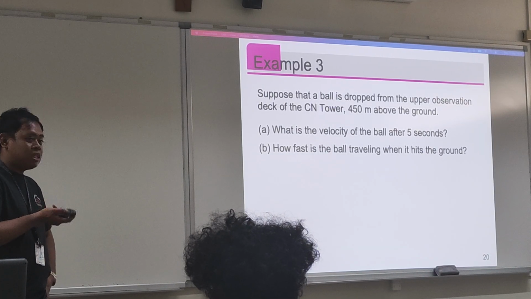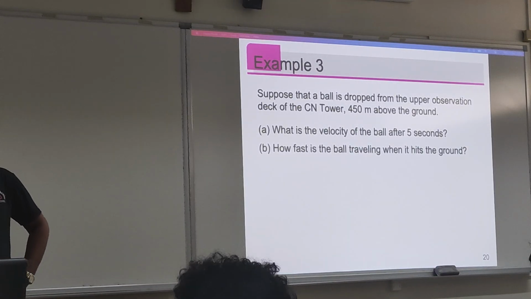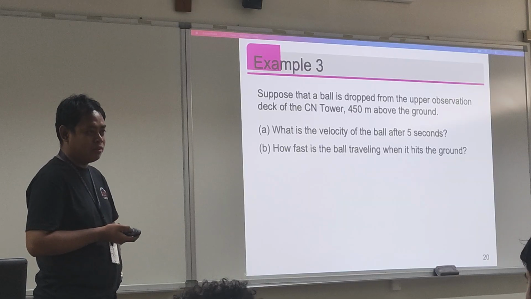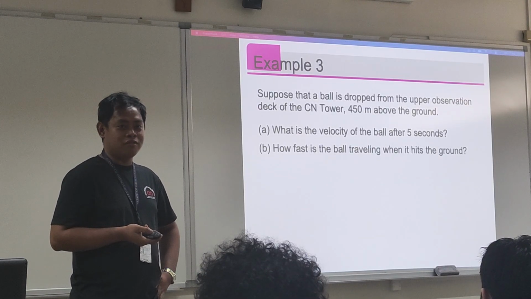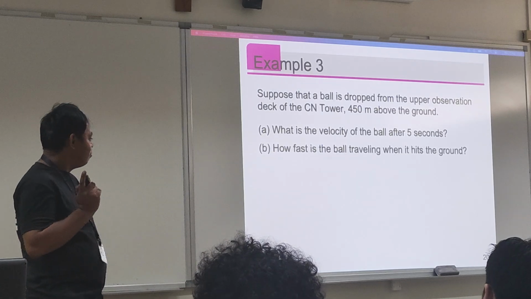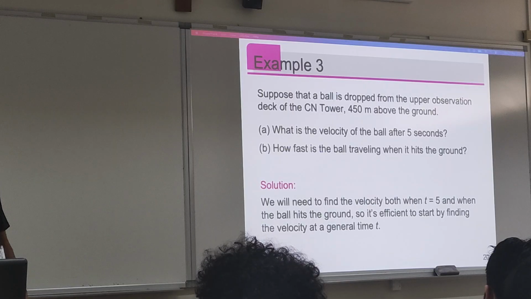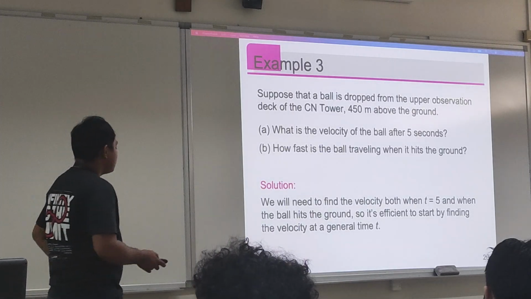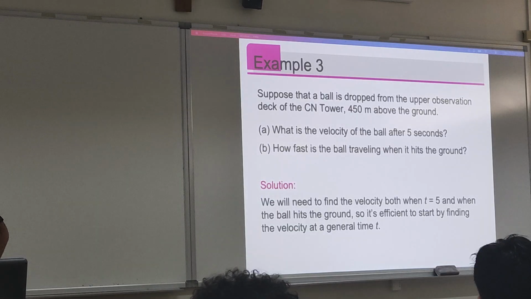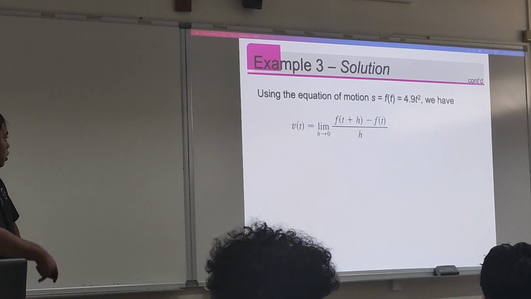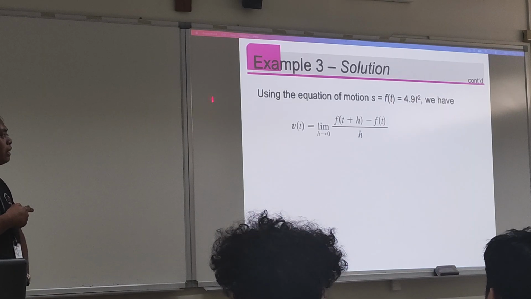So what do we need? First, we need to consider our displacement, the position function. What will be our position function? For letter A, we need to find the velocity both when t is equal to 5 and when the ball hits the ground. So it's efficient to start by finding the velocity at the general time. Using the equation of motion, we have s equals f of t equals 4.9 t squared.